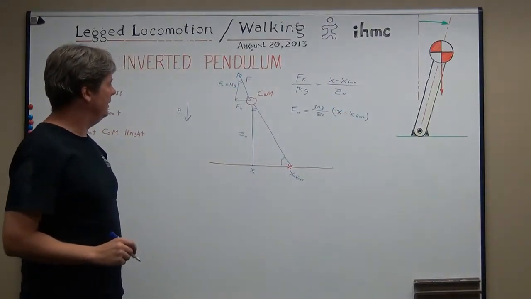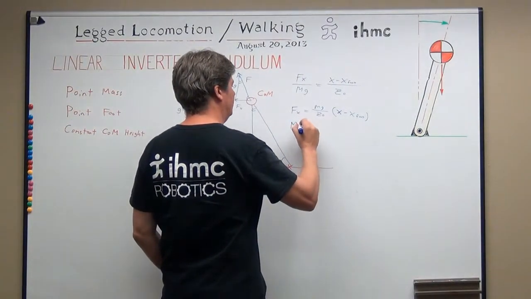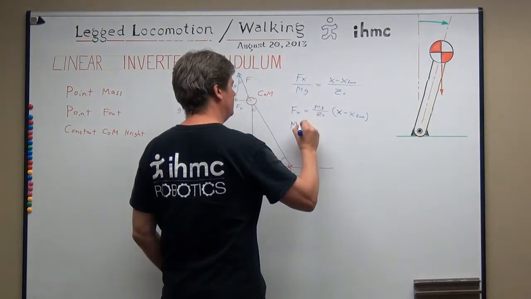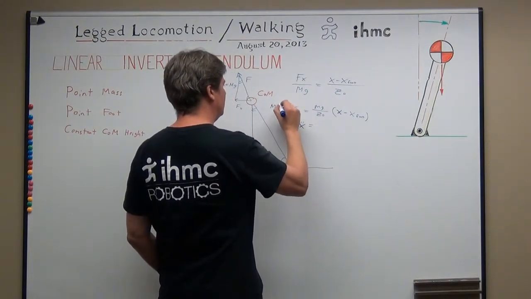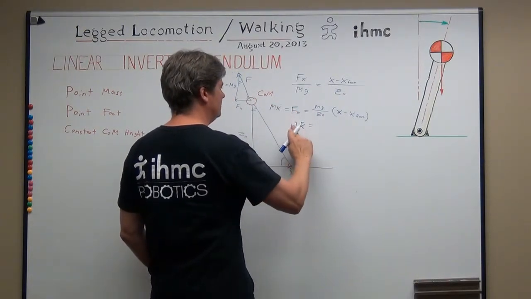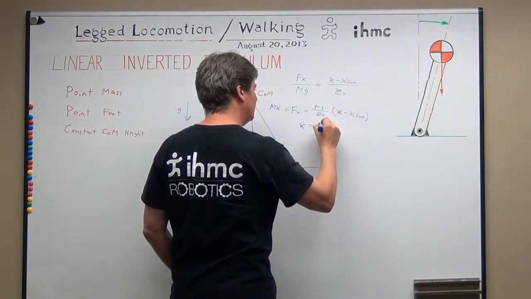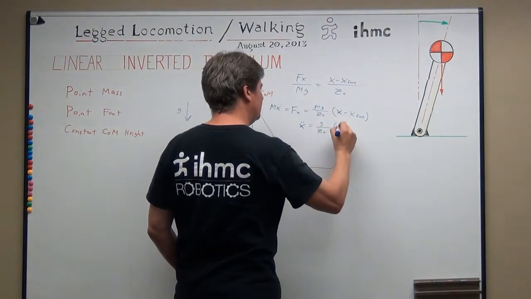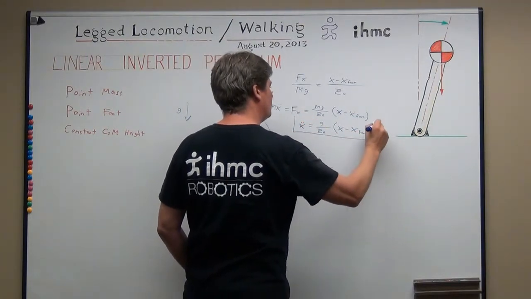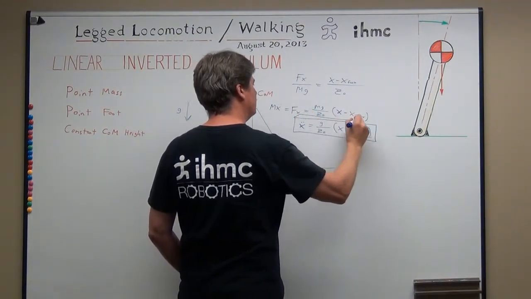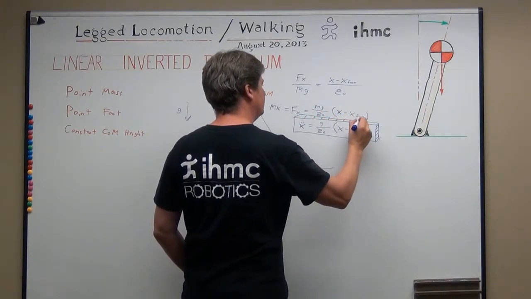And Fx is going to equal m x double dot, right? F equals ma. The m divides out, so you get x double dot equals g over z naught times x minus x foot. And that's your equation of motion for the linear inverted pendulum.